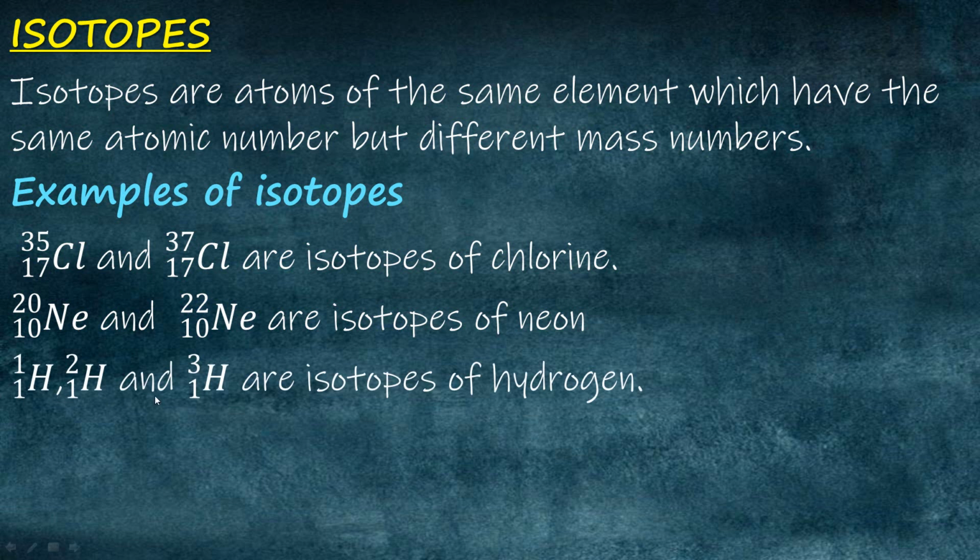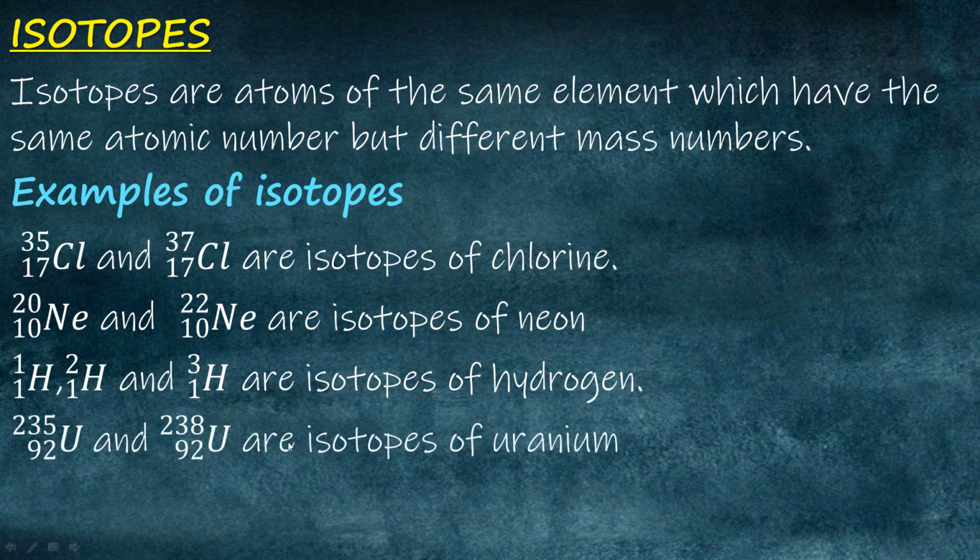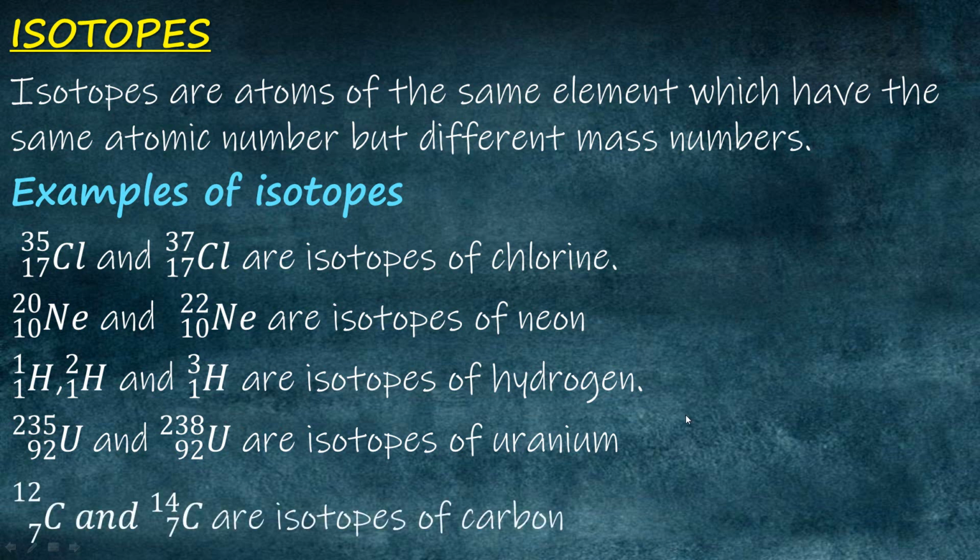Hydrogen, we have 1 for the atomic number, but look at the atomic masses. There is 1, 2, 3. So these are all isotopes of hydrogen. We have isotopes of uranium, 92 as atomic number, but look at the masses, 235, 238. These are isotopes of uranium. Carbon, there is carbon-12, carbon-14. There is 12, 14, 6, 6. You see? Atomic masses are different, but the atomic numbers are the same. So these are isotopes of carbon.